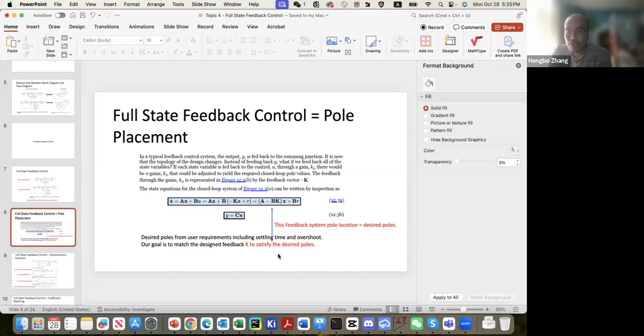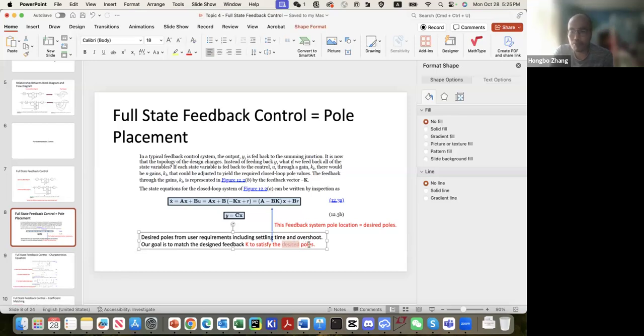So we want to design K to satisfy the desired pole, right? Why? Because if we set desired poles, we can satisfy a desired settling time and desired overshoot. If K satisfies this desired pole, that means the feedback system pole location equals the desired pole location. Fair enough, right?